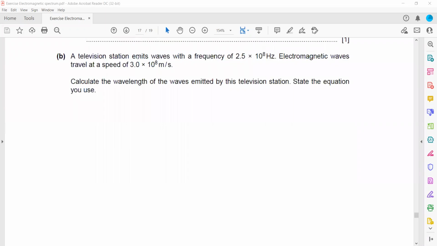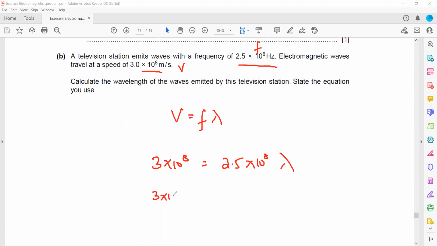Then a television emits. So we have the frequency, we have the speed, we need the wavelength. So V is equal to F lambda. V is the speed, which is 3 into 10 power 8. F is the frequency, 2.5 into 10 power 8, and lambda is the wavelength. So it will be 3 into 10 power 8 divided by 2.5 into 10 power 8. We'll get its wavelength. So 10 power 8 cancels with 10 power 8, and basically it will turn out to be 3 divided by 2.5. So it's 1.2 meter.